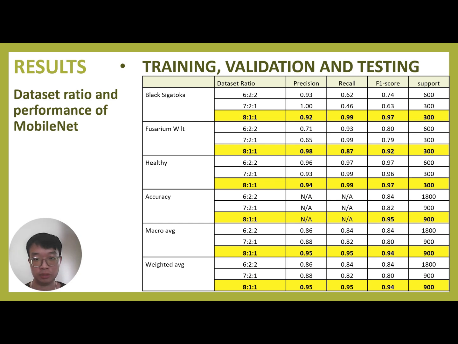Next, this slide shows the classification result of the MobileNet. It shows that the MobileNet trained with 811 dataset ratio has the best precision, recall, and F1 score compared to the MobileNet trained with 622 and 721 dataset ratio. It also has the best accuracy among the others, which is 0.95.